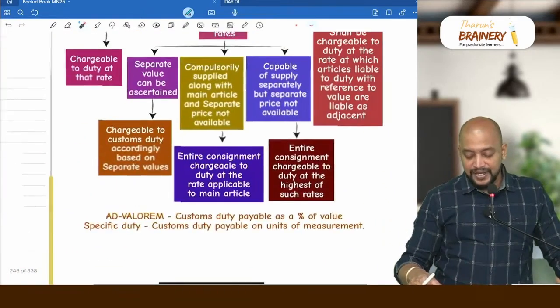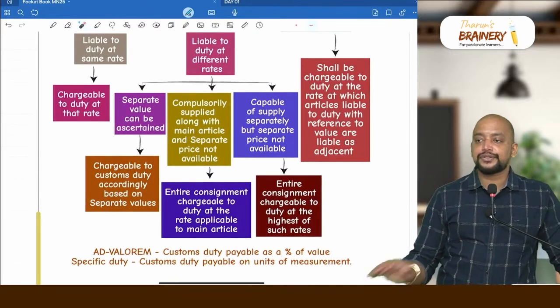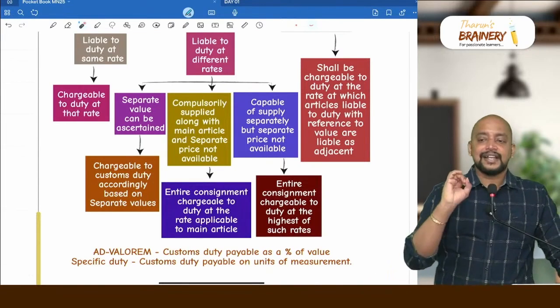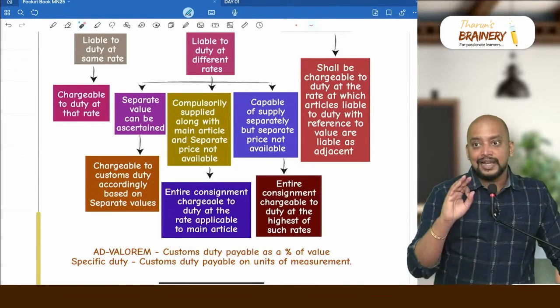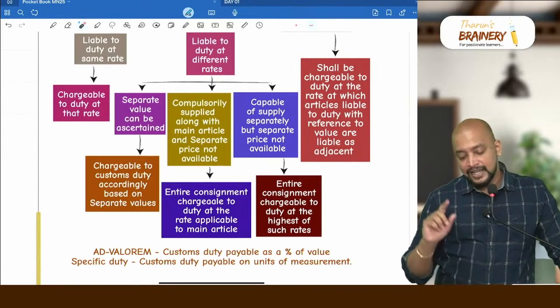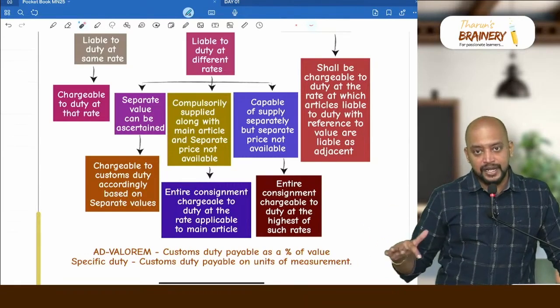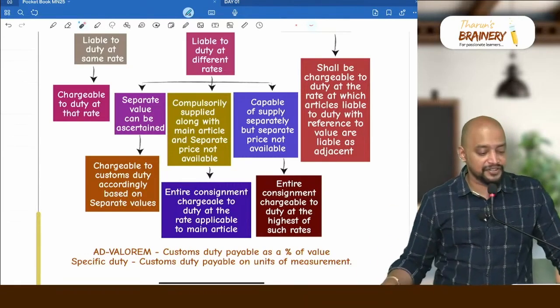So with this we completed customs duties, types of customs duties. So 3 chapters we have discussed: taxable event, exemptions, classification of goods, and computation of customs duty. We will take a small break and then we will continue with the valuation, which is a very important area. We will meet after 15 minutes.